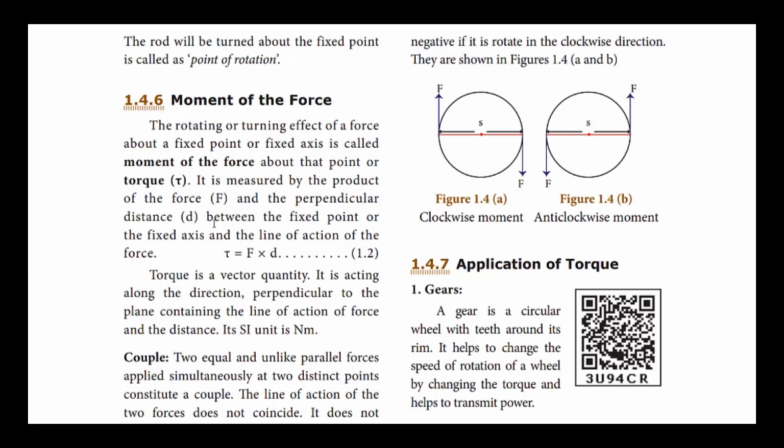You have to find out the perpendicular distance between the two fixed points. You know, torque is a vector quantity. It depends on the direction and also magnitude. It is acting along the direction perpendicular to the plane containing the line of action of the force. If you apply the force in that particular direction and extend the line, it will give you the line of the force. Then this torque acts perpendicular to the line of action of the force.